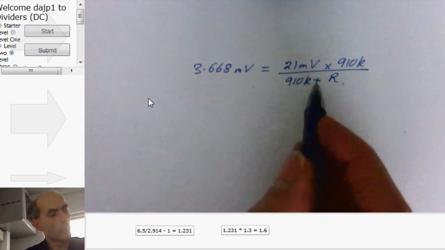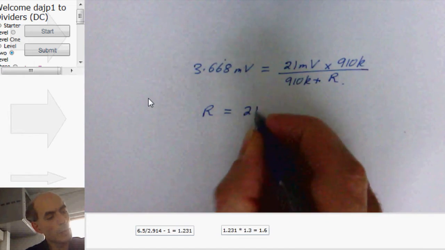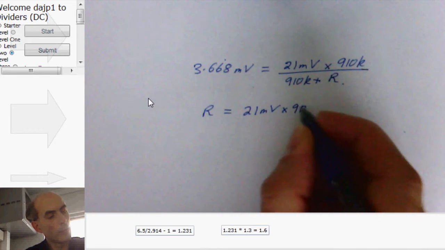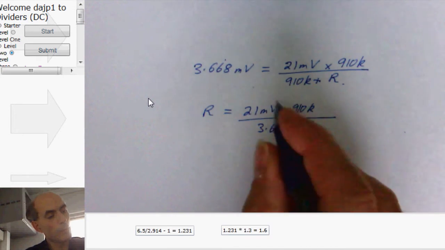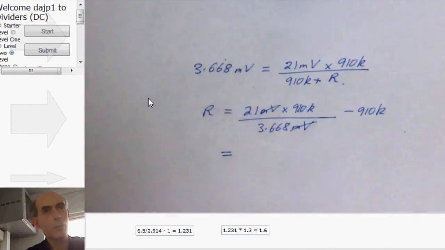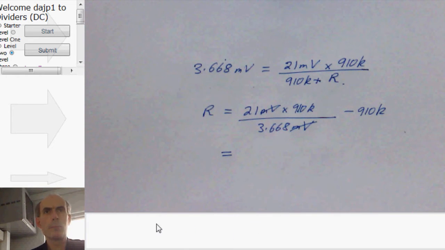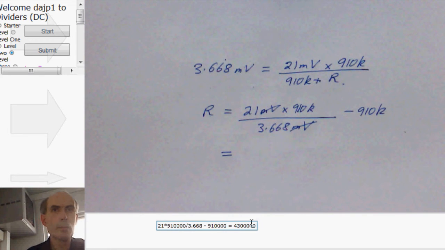And that's fairly straightforward. Just multiply this up here, bring that down there, and subtract 910k, and we get R equals 21 millivolts times 910k divided by 3.668 millivolts minus 910k. The millivolts cancel. Well, work out that fairly quickly: 21 times 910k divided by 3.668, minus 910k is, let's see, 4.3 million, or 4.3 mega ohms.